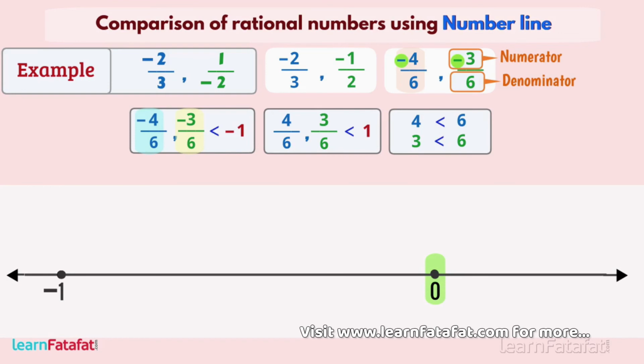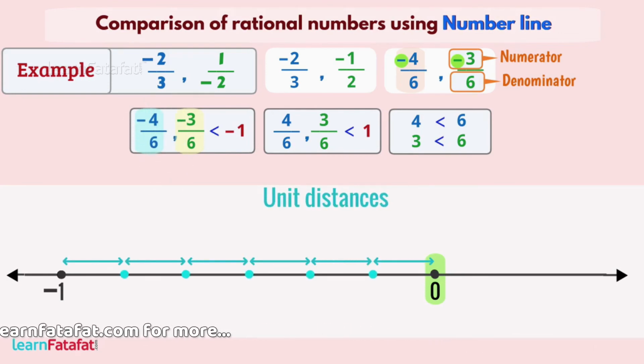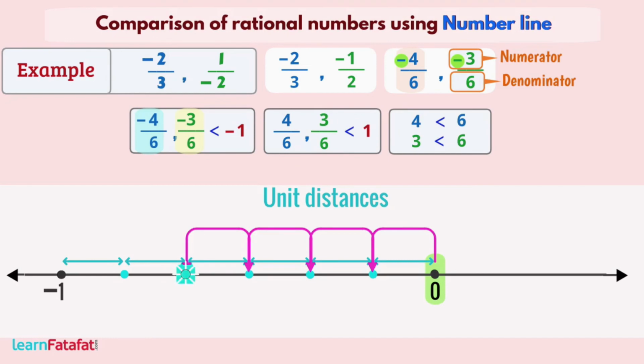Now, as denominator is 6, so we divide each unit in 6 equal parts. As the numerator is minus 4, so we take 4 jumps towards left from 0 and we get point minus 4 by 6. Since value of minus 4 by 6 is same as minus 2 by 3, so same is the point for minus 2 by 3.